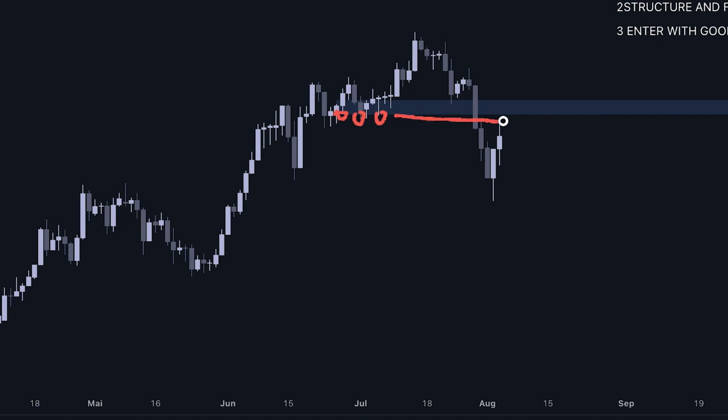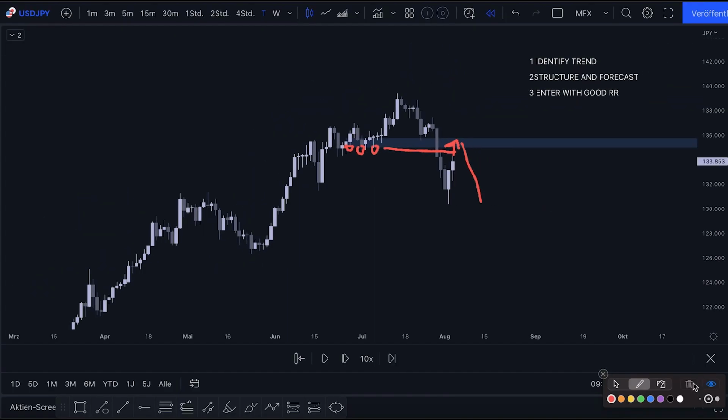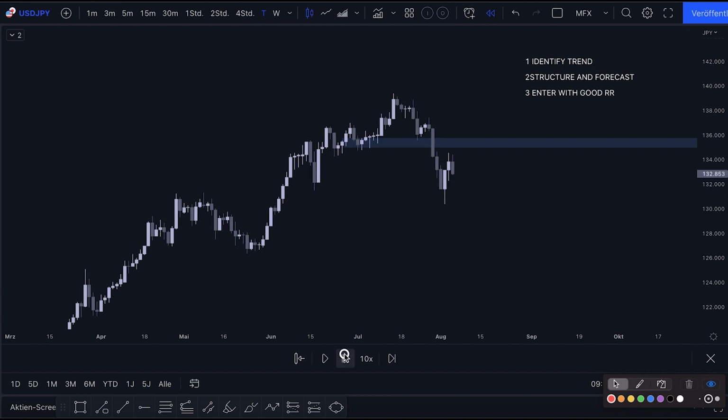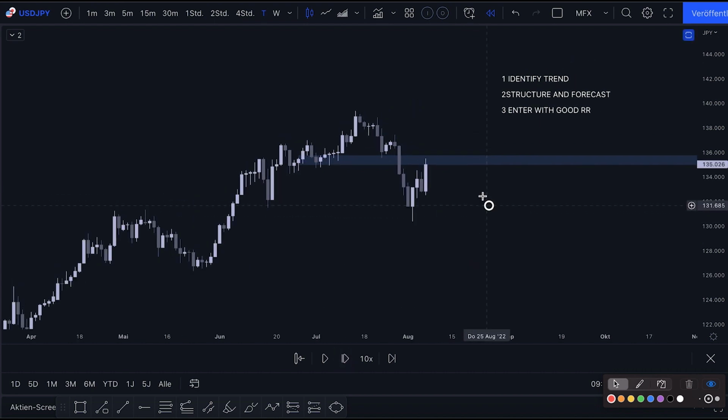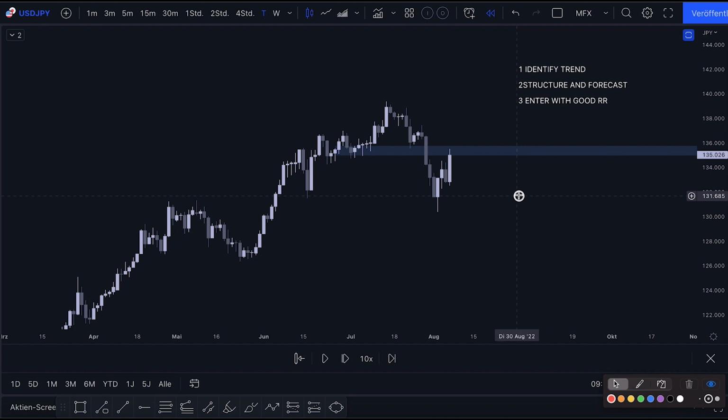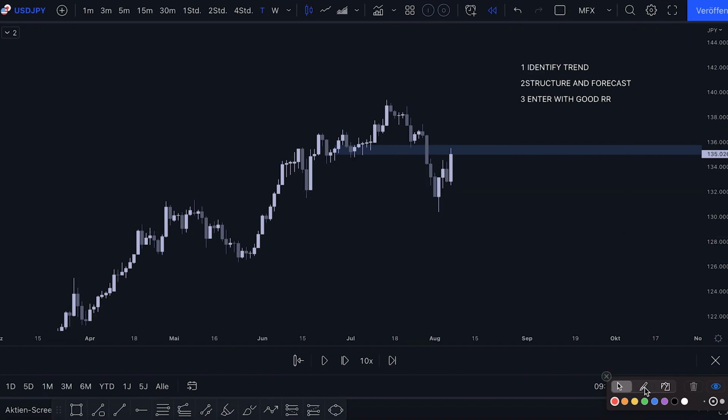When we're looking right, we need now a really clean retest to go short, all right? So when we play this now out further, we can see the market coming back, shoots in our zone. So now we can look for short entries, guys. So we have now here identified the trend, all right? We have identified the structure, and now we come back to forecast.